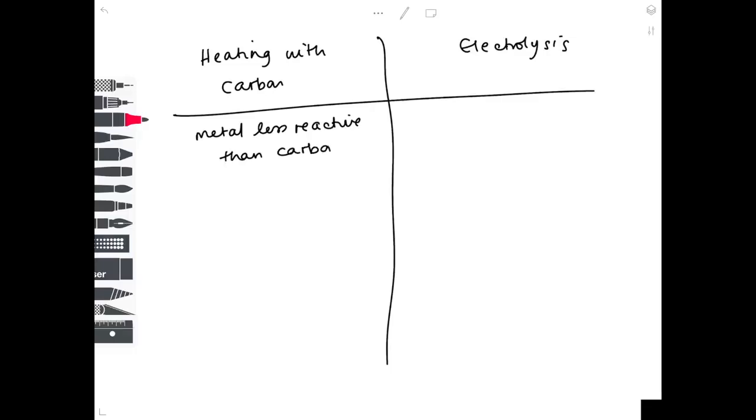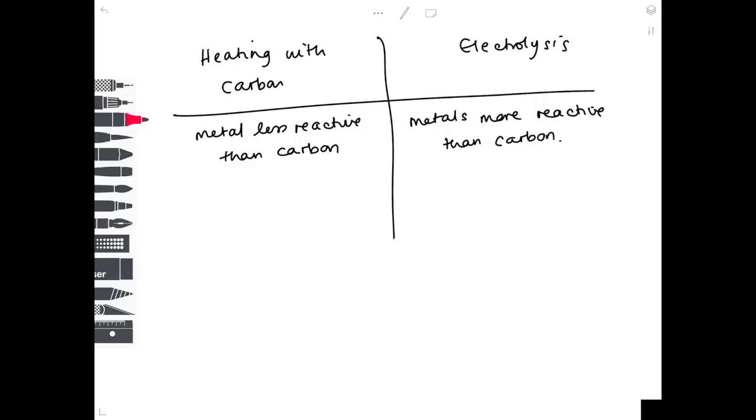For metals which are more reactive than carbon, heating with carbon will have no effect, and therefore you have to use electrolysis, which is far from ideal because electrolysis is an incredibly expensive process as it involves the use of electricity.